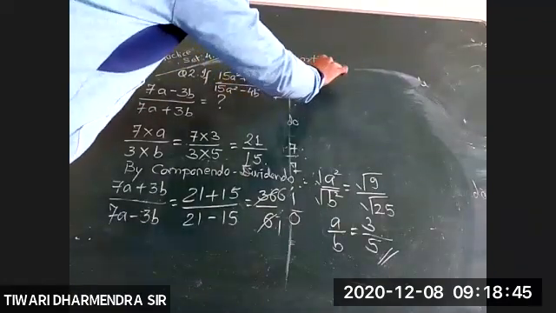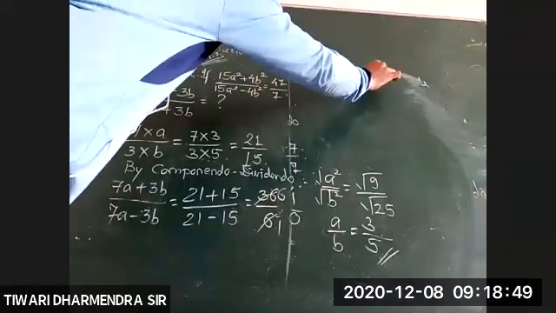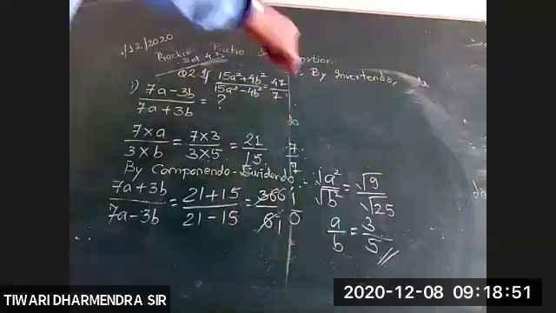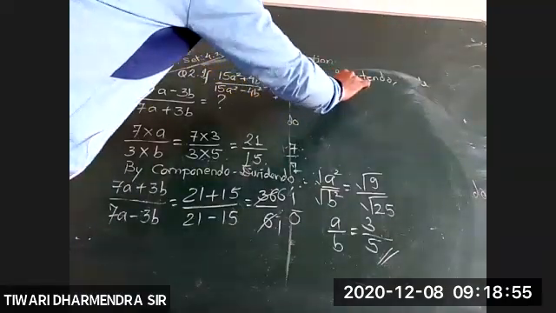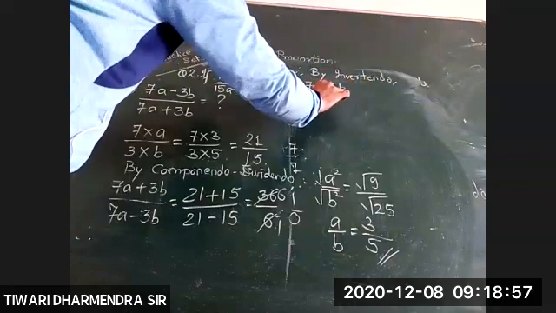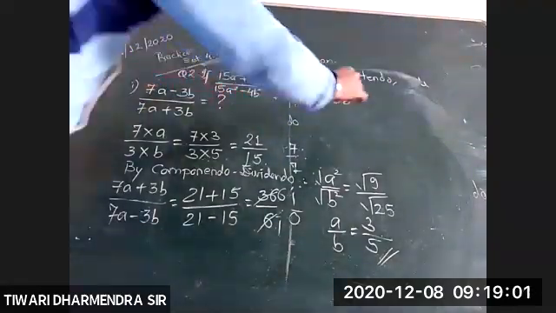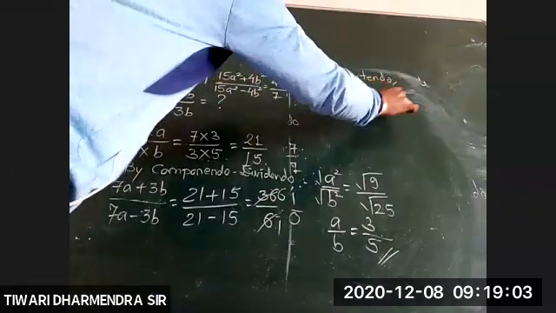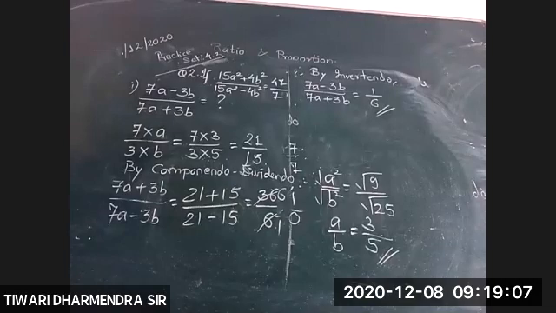Therefore, by invertendo, (7a minus 3b) upon (7a plus 3b) is equal to 1 upon 6. This is our answer. Done. Now, next part.